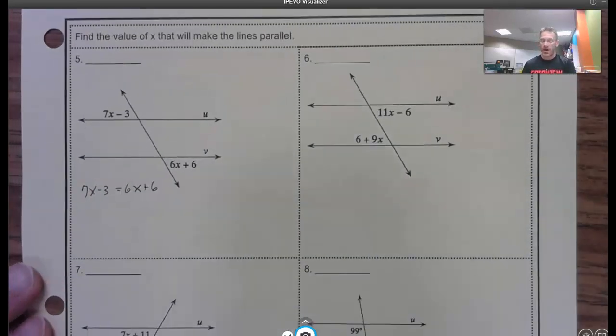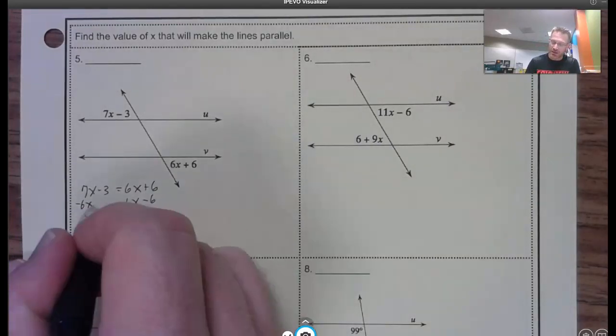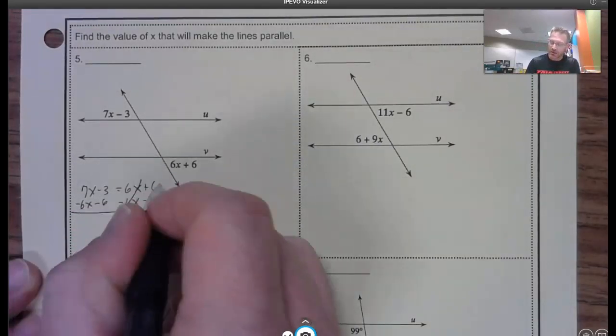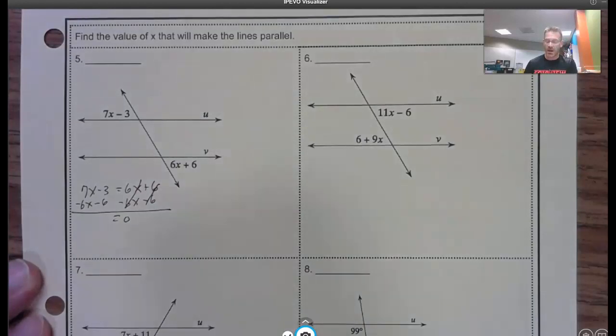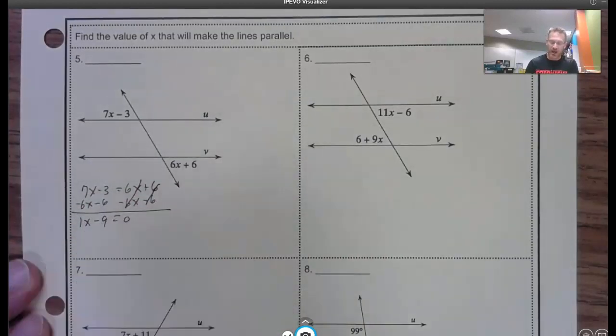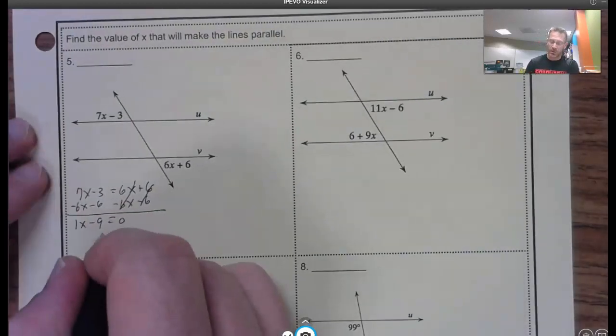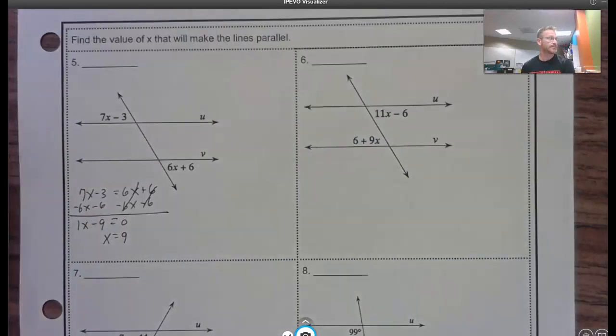All right, I'm going to go ahead and make the right side equal to 0. Subtract 6x from both sides. Subtract 6 from both sides. That's equal to 0. 7x minus 6x is 1x. Negative 3 minus 6 is negative 9. Okay, and then what minus 9 is 0? That would be 9. So x equals 9.